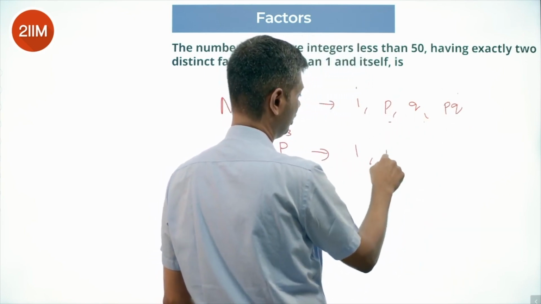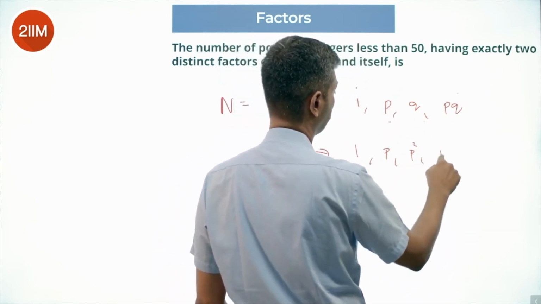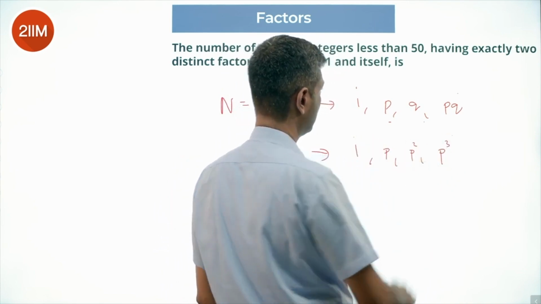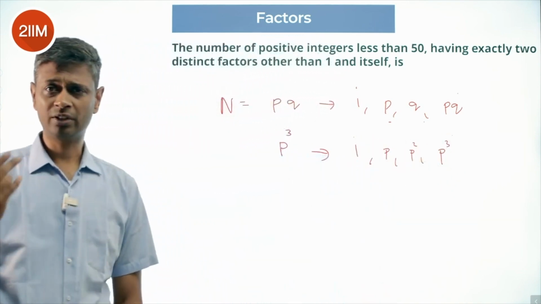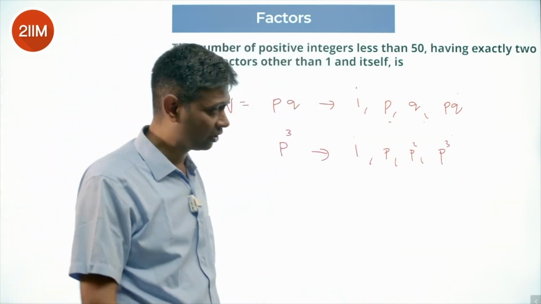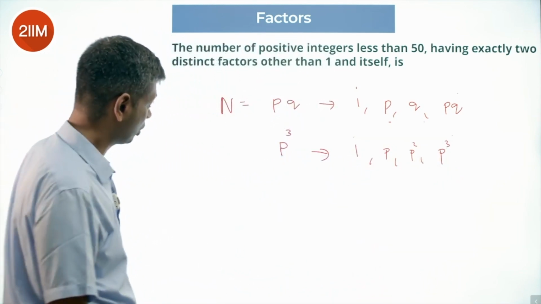Number of the form p cube: 1, p square, p cube. This is 1, this is the number itself. Other than 1 and itself, two other factors, so 4 factors totally. So what are the numbers we're looking for? p and q should be distinct.